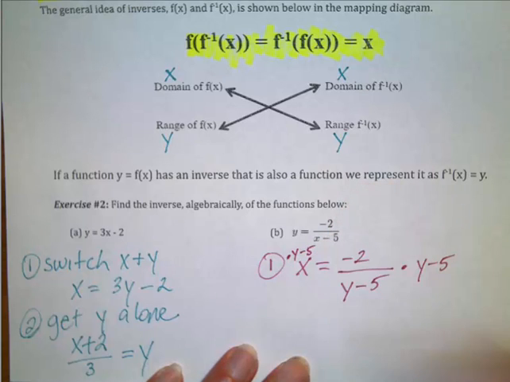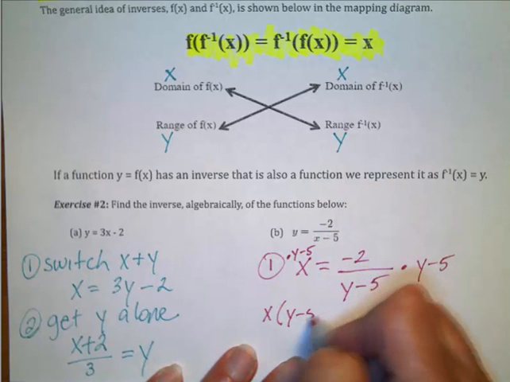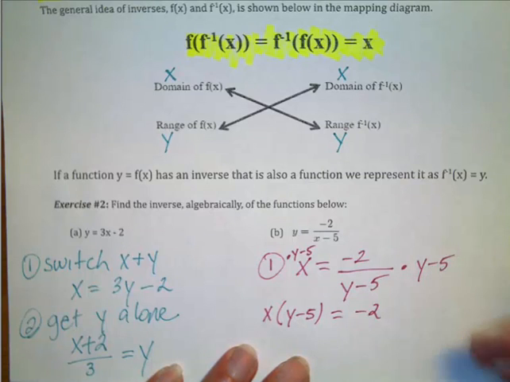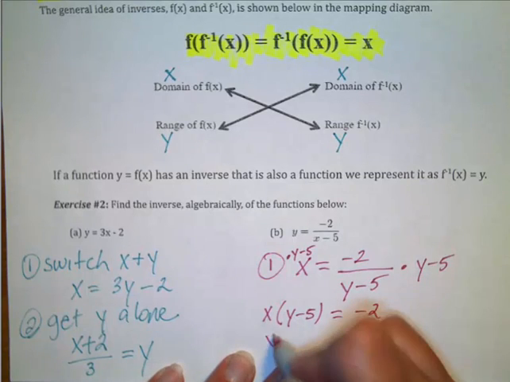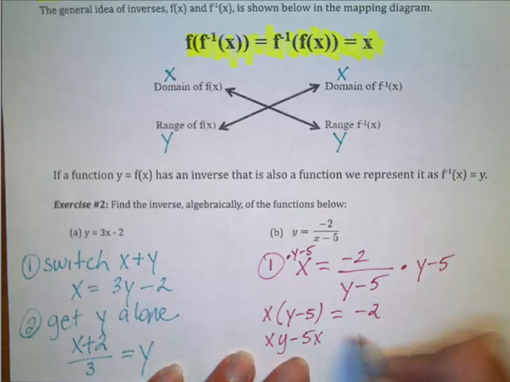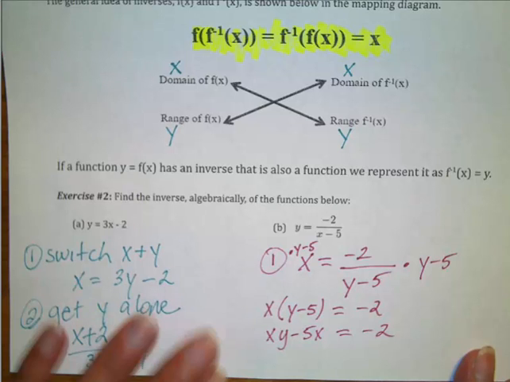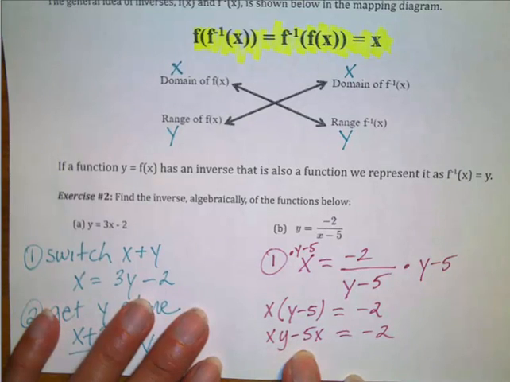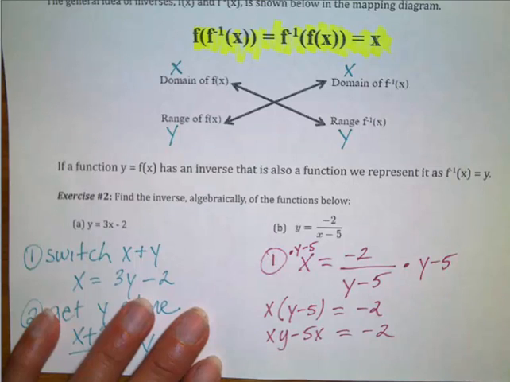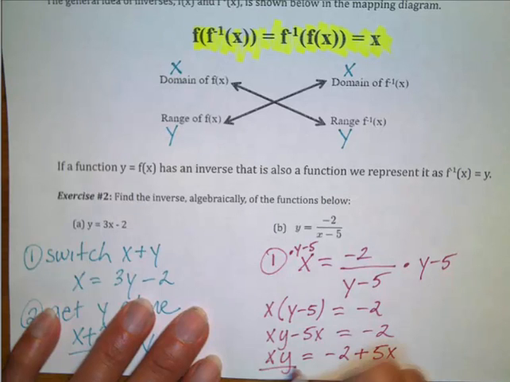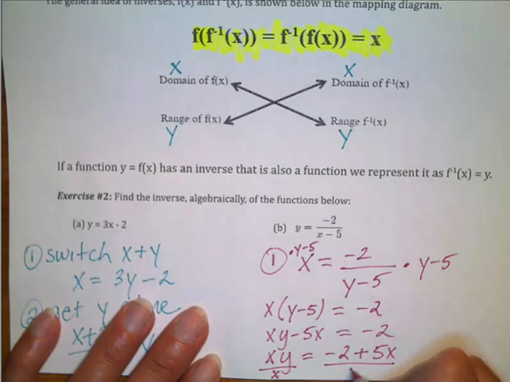So I have x times y minus 5 equals -2, because these undo each other. So I have xy minus 5x equals -2. How do I get y alone? Well, I need to undo the negative, or subtract 5x. So xy equals -2, add 5x. And then I need to undo multiply by x, so I'm going to divide by x.